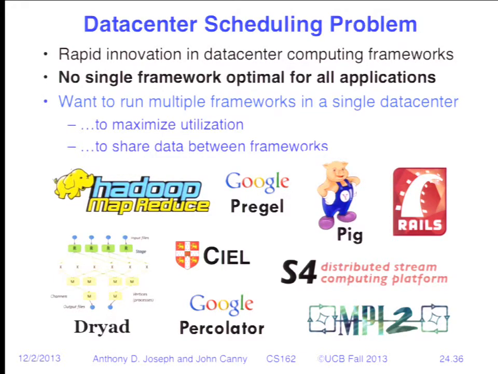Right? That might be written in MapReduce. And I might have another analytical application that's written in Pregel. I don't want to have two copies of my petabytes of data, one for the MapReduce jobs and one for the Pregel jobs. I want to be able to share that data between all these different frameworks.